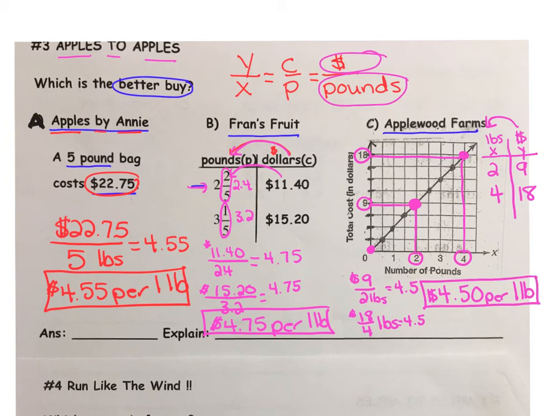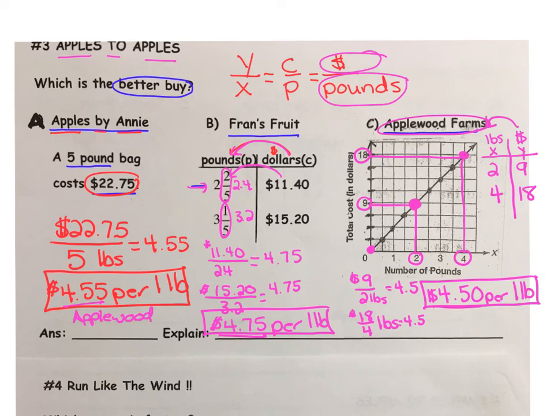So let's compare the unit rates for each. $4.55 at Apples by Annie, $4.75 at Fran's Fruit, and clearly $4.50 per pound is the best buy at Applewood Farms. So our answer is Applewood Farms.